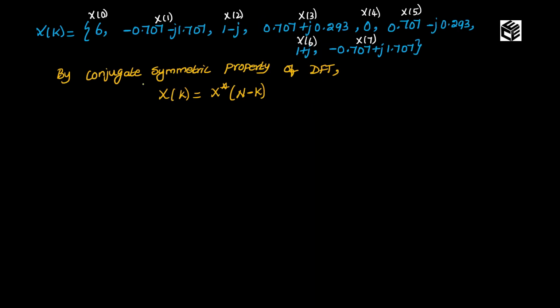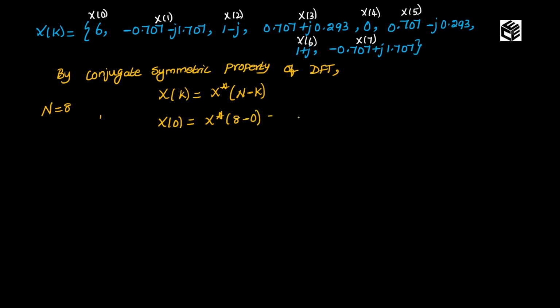We have a property for DFT which is conjugate symmetric property. So by conjugate symmetric property of DFT, we can say that x of k is equal to x star of n minus k. So here the value of n is equal to 8, right? If I apply the value of k as 0, x of 0 is equal to x star of n value is 8.